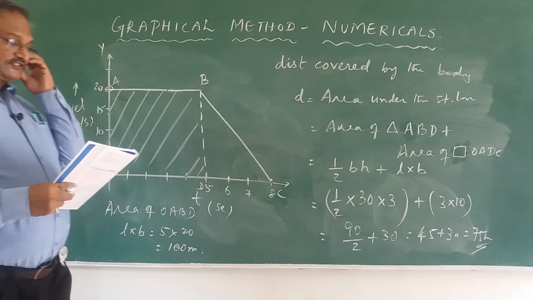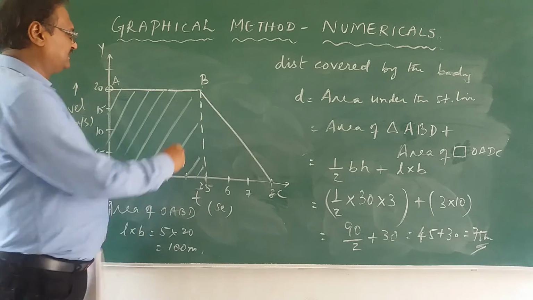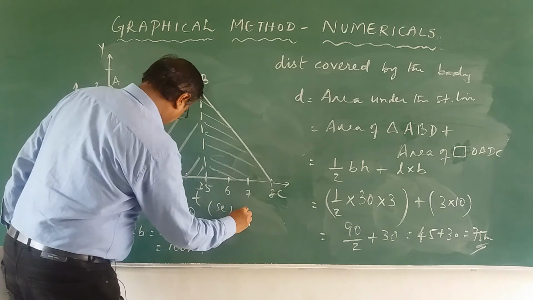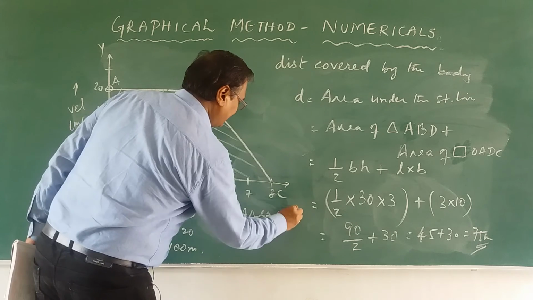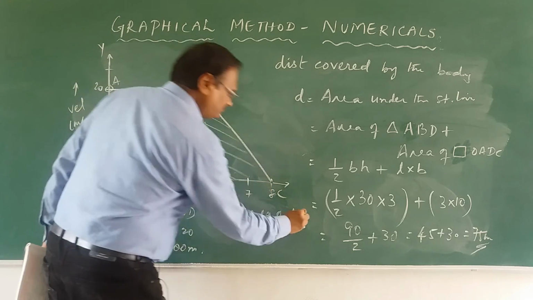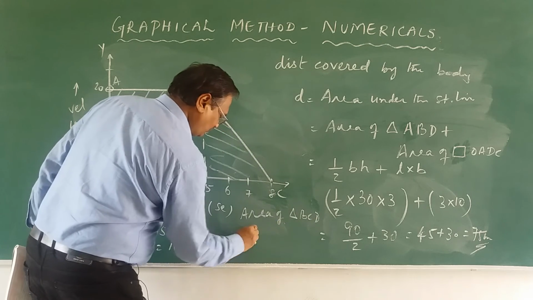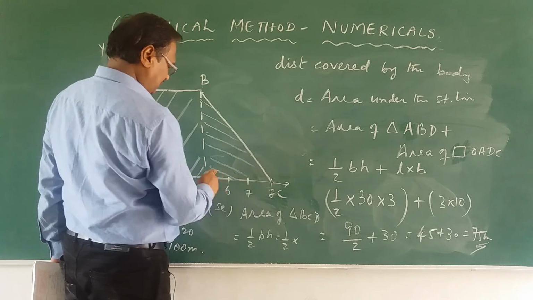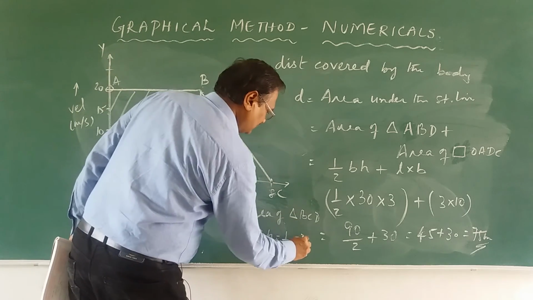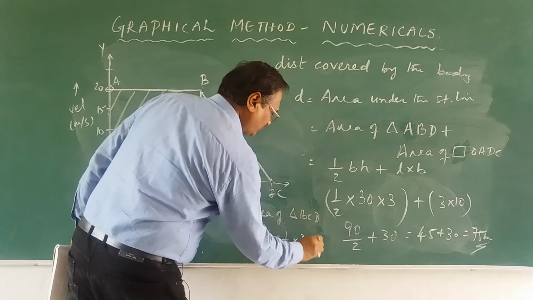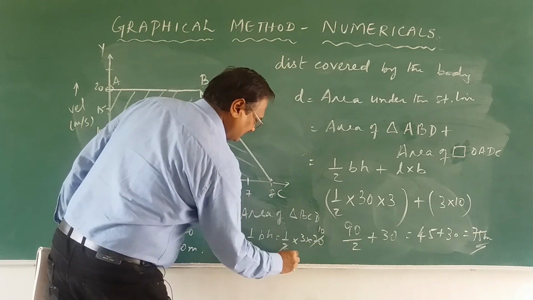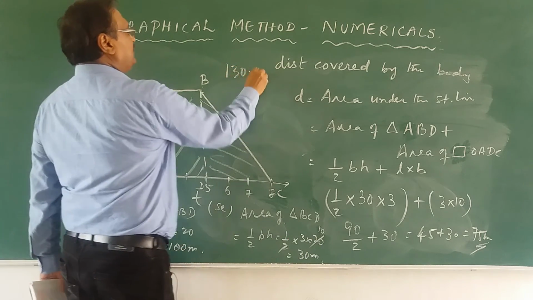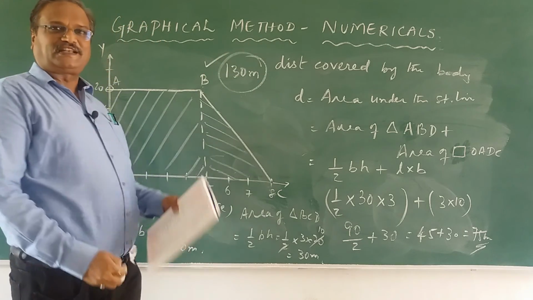Second question, what is the distance traveled after applying the brakes? That is this part. What is this? Again, the area of triangle BCD. That is equal to half into breadth into height. Half into breadth, how much for this? You see the base: 1, 2, 3. Multiplied by the height, how much? 20. Okay, so cancel this to 10. That is 30 meter. So what is the total distance traveled? 130 meter. This is the total distance traveled.